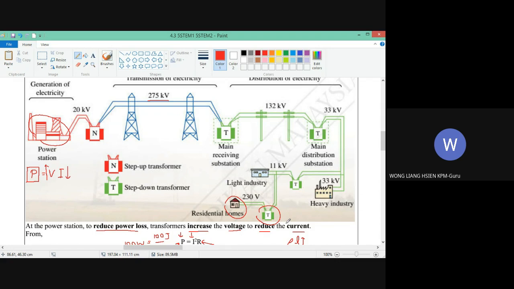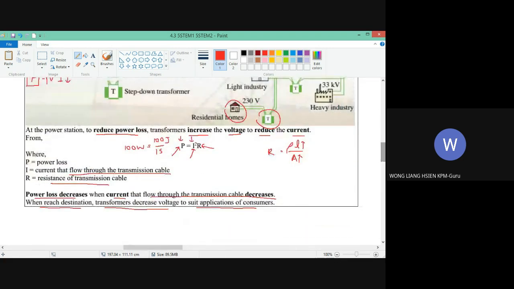So the transformer is extremely important in the transmission and distribution of electricity. Okay, until here, we are finished with the transformer.